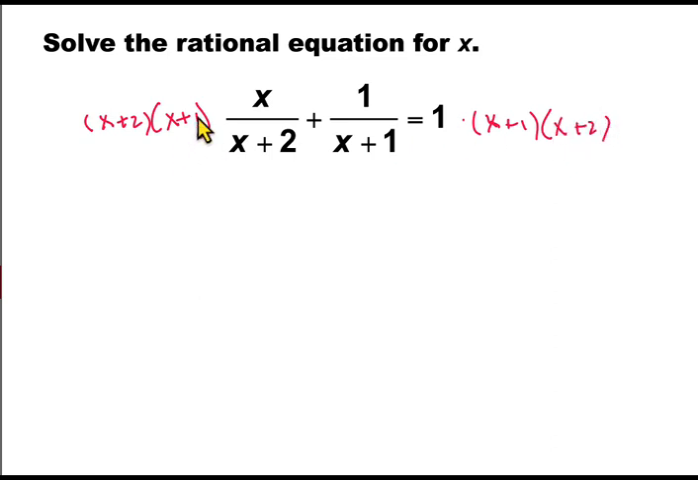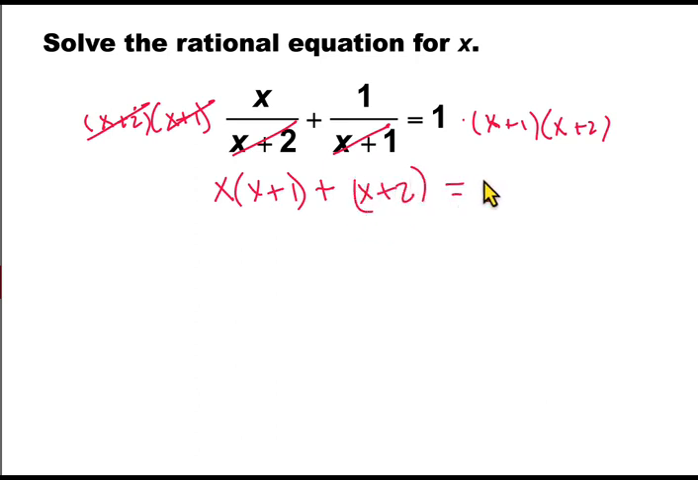On the left side, these two terms cancel out, and so we're left with x times x plus 1, and then these expressions cancel out, and we're left with x plus 2.